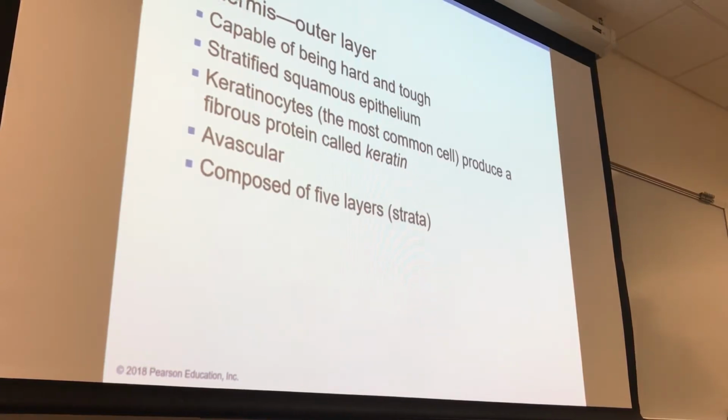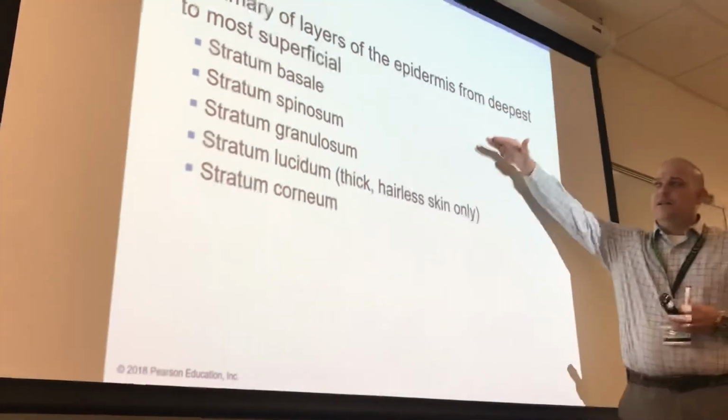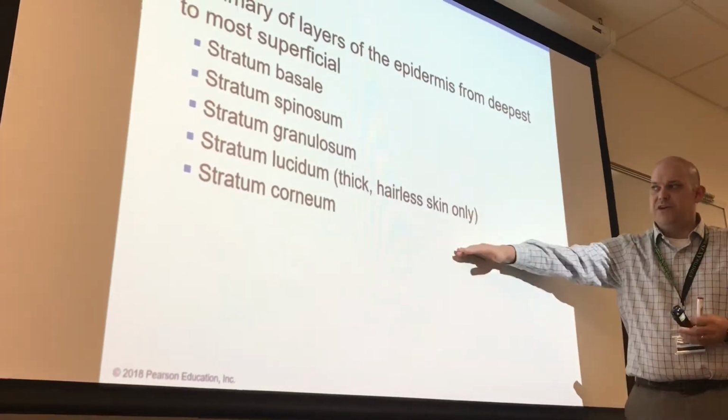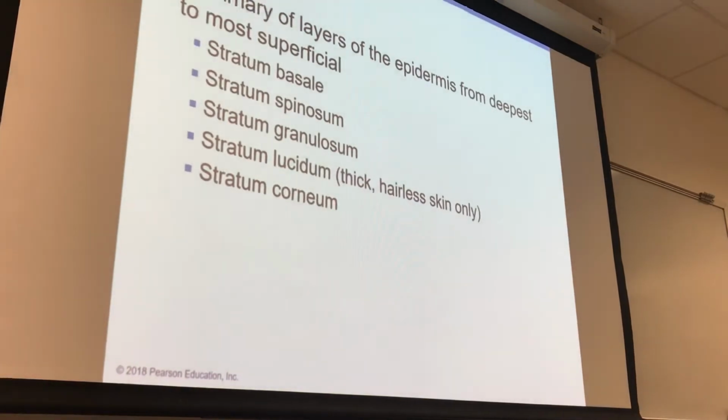And it ultimately is composed of as many as 5 layers, which are known individually as strata. And here are the layers of our epidermis in order from deep to superficial. The deepest layer is called the stratum basal. After that is the stratum spinosum, then the stratum granulosum, the stratum lucidum, and the stratum corneum.